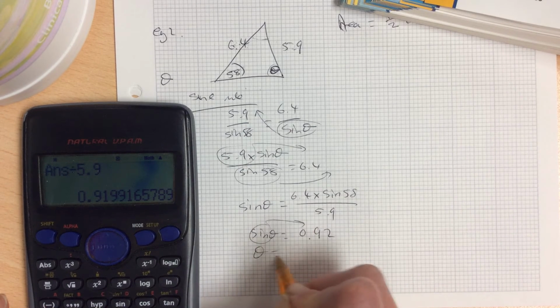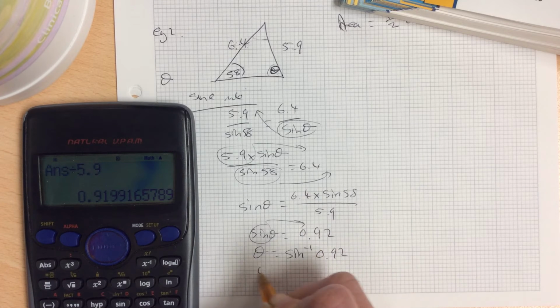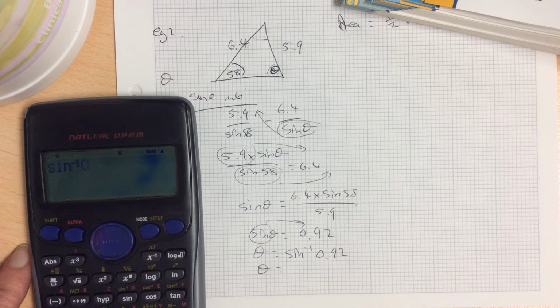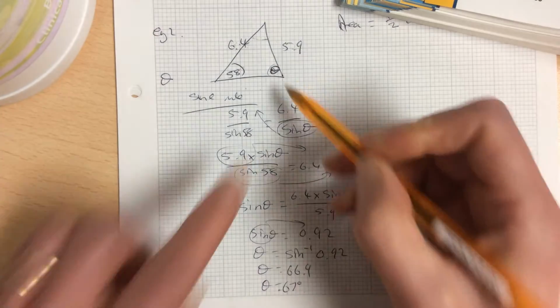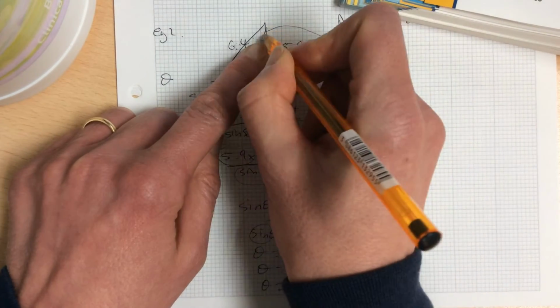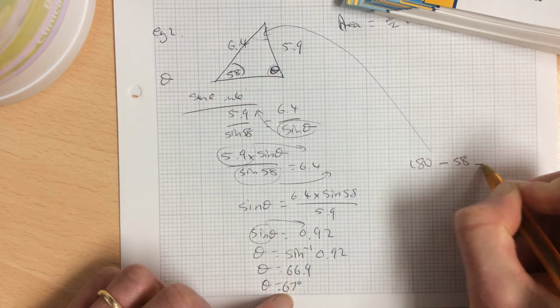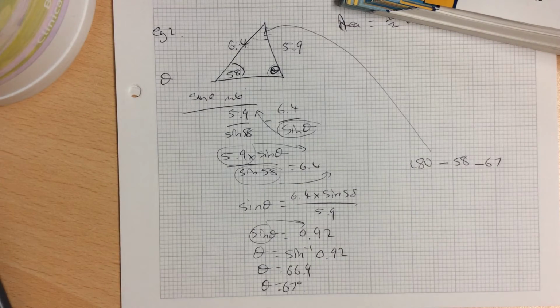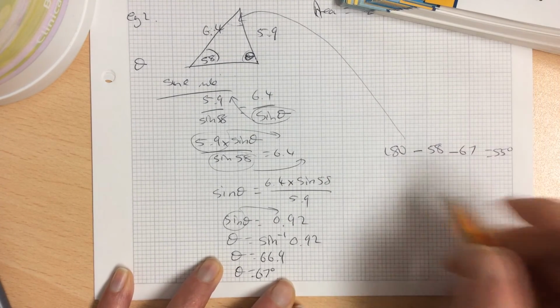So to get the angle, inverse sine 0.92. So theta equals inverse sine, my last answer, to give me 66.9, or 67 degrees would be fine. I find this angle, but I need this one. 180 is a full triangle. Take away the 58 you know, take away the 67. So 180 take away 58, take away 67, gives you an angle in there of 55 degrees. Now I can work out the area.